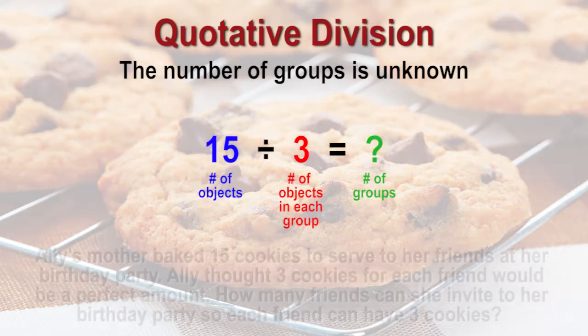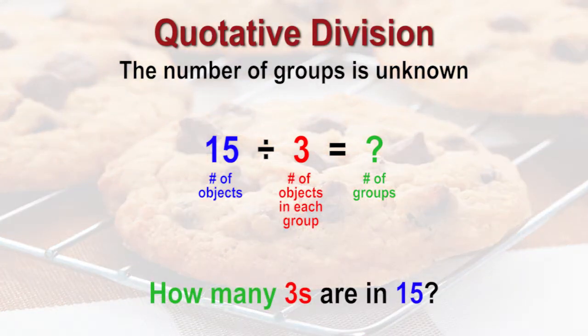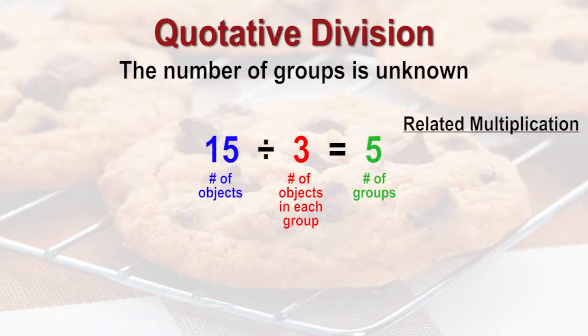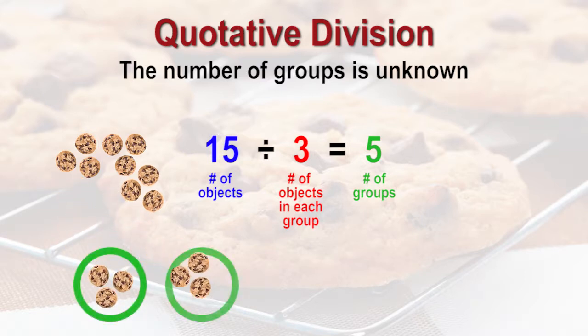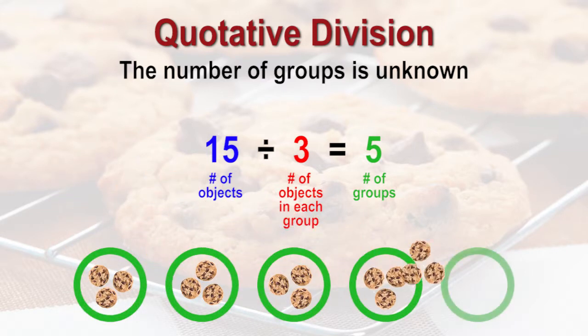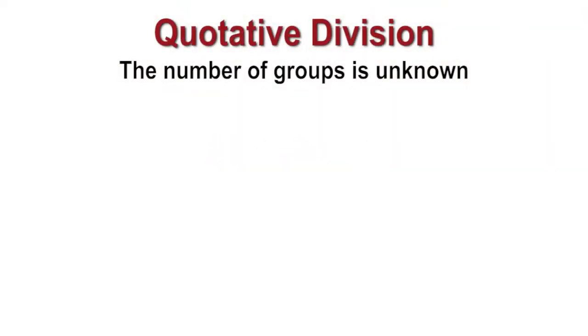Quotative division asks, how many 3s are in 15? The equation would be 15 divided by 3 equals 5, and the related multiplication problem would be 5 times 3 equals 15. So we can put 3 cookies in a group until we run out of cookies. 3, 3, 3, 3, 3, which is 5 groups of cookies, and in this situation means Allie can invite 5 friends. The measurement interpretation can also be modeled by a number line.